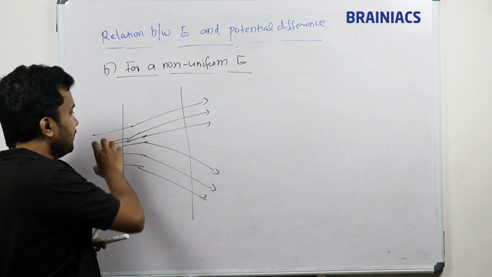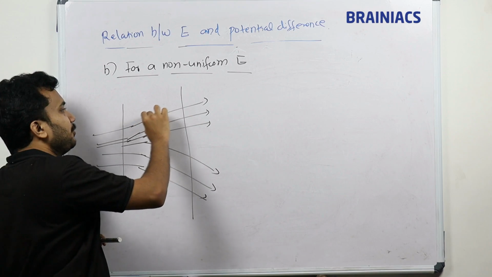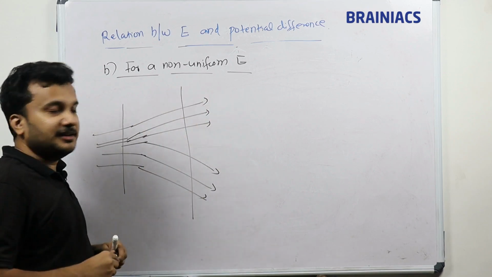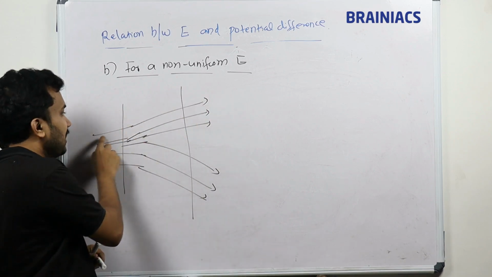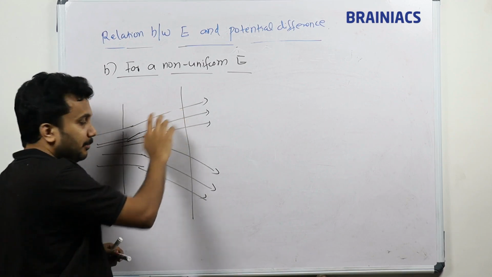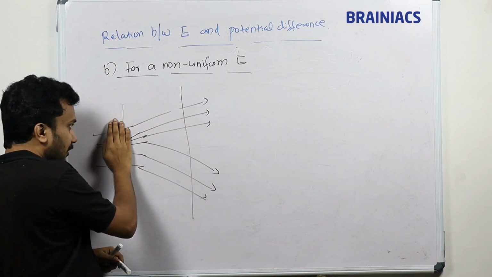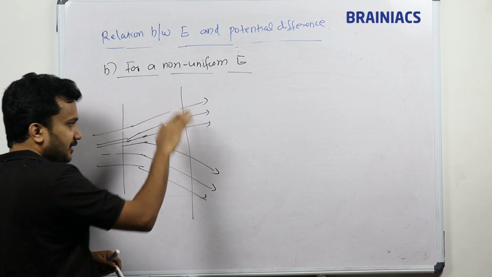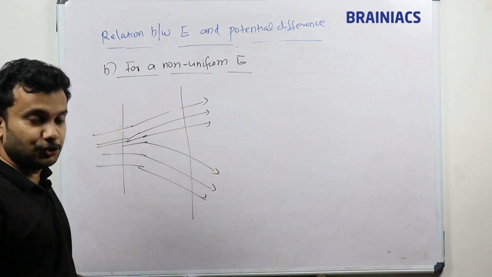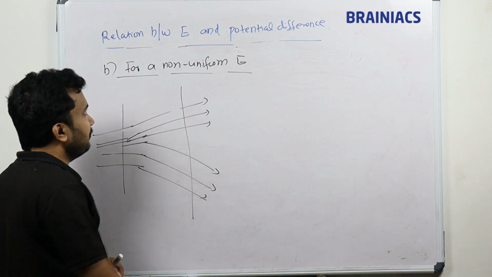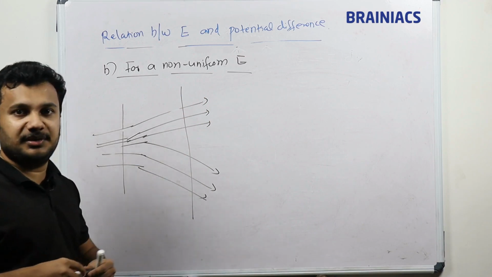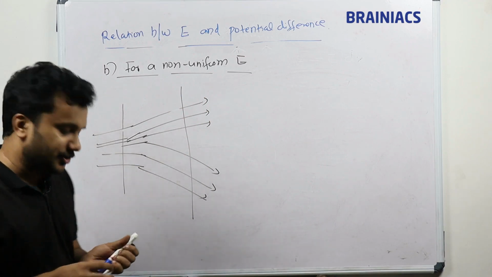It keeps on changing from one point to another point, and the electric field strength over an area is changing. Along this line it is not changing, but along this area, here more electric field intensity, here electric field intensities are less. So electric field intensities are varying. In that case, what is the relation between electric field and potential difference?